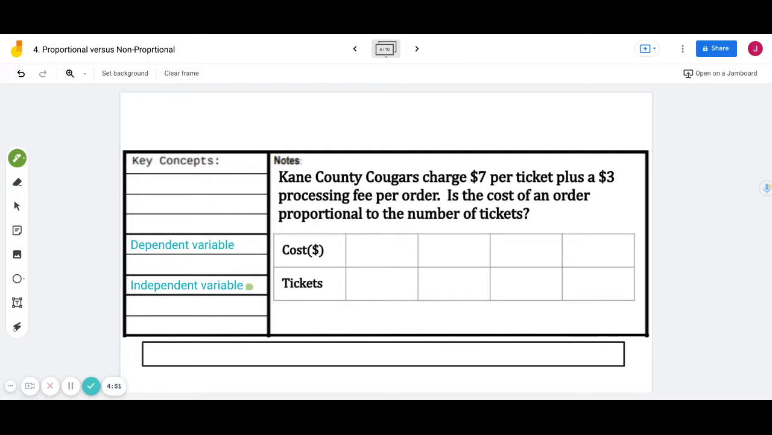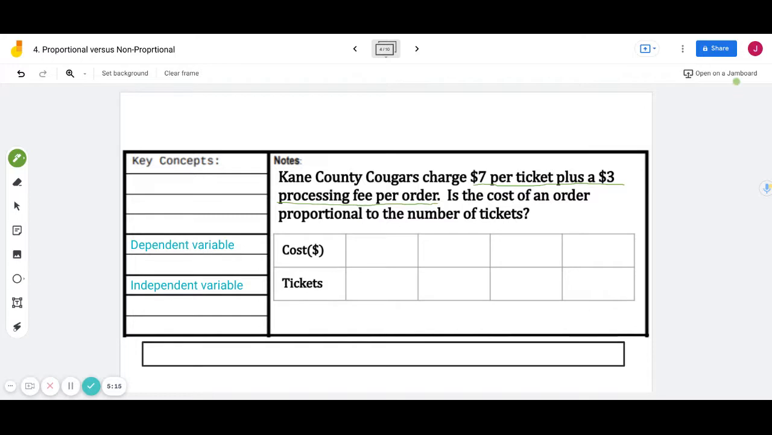So again, I'm going to set up a table to help me look at this here. I know I'm comparing cost to the number of tickets. And my cost depends on how many tickets I buy. So cost is the dependent variable. Tickets is the independent variable. All right, so let's look in the problem here. The Cougars charge $7 per ticket plus a $3 processing fee per order.